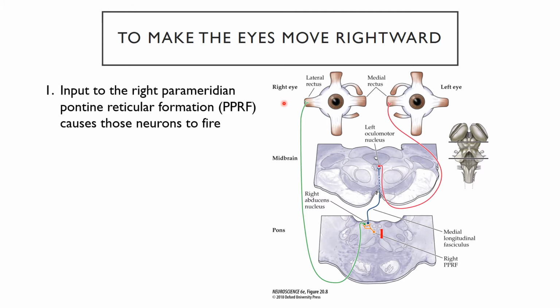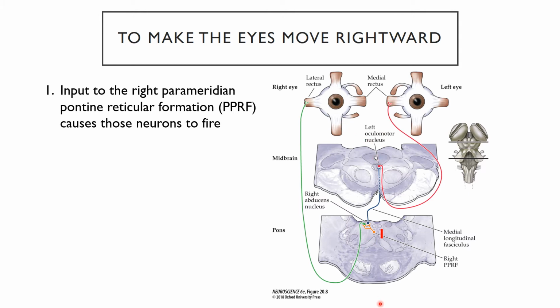The first step is that there's input, which we will get to, that causes the right paramedian pontine reticular formation, or PPRF, neurons to fire. So there's input that's causing this nucleus to start firing, the right PPRF. And we have to pay attention to whether we're talking about the left or the right. That is really critical to this.